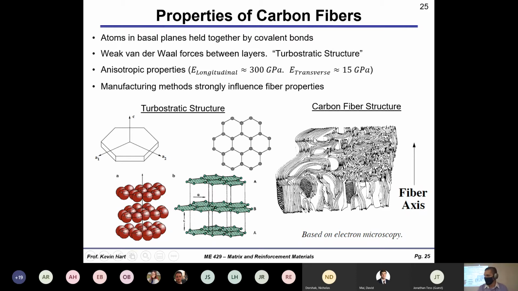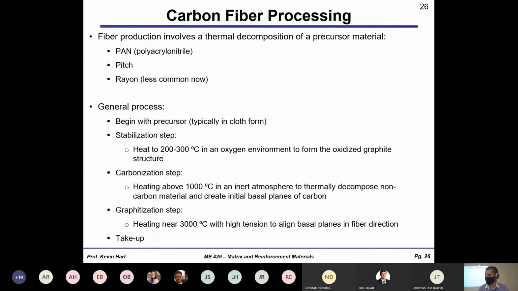All right. So here we go with some numbers: 300 GPa in the longitudinal direction and 15 GPa in the transverse direction. So there you go. Gives you an indication of the relative stiffnesses. All right. Processing of carbon fiber. Processing of carbon fiber is complicated, and for those of you that end up getting the carbon fiber manufacturing depth prompt for your depth manufacturing assignment, you're going to go into this in more detail.